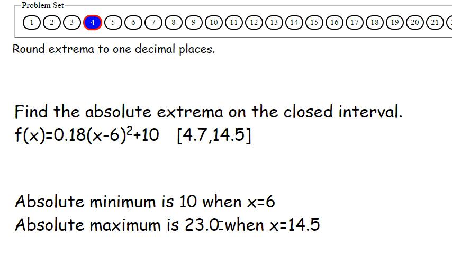Well, for some reason I wanted to round to one decimal place, so that's what we're doing. Remember, this is 23.005, but we just rounded it to one decimal place. And then the absolute minimum is occurring when y is 10, or however you want to call that. F of 6 is 10, and so forth.